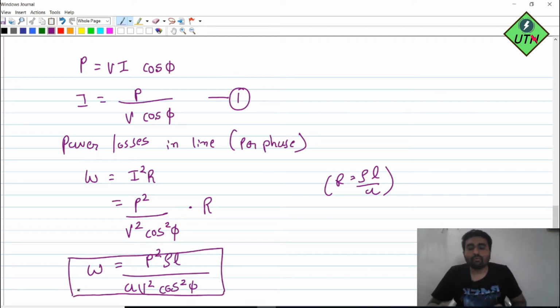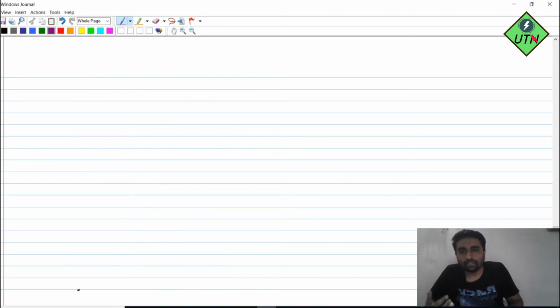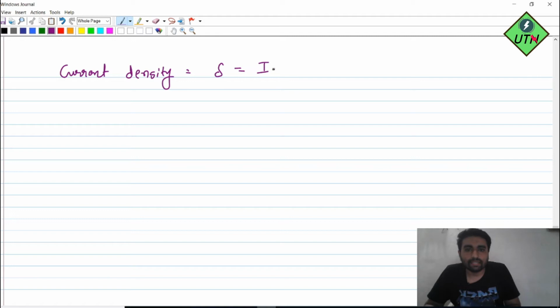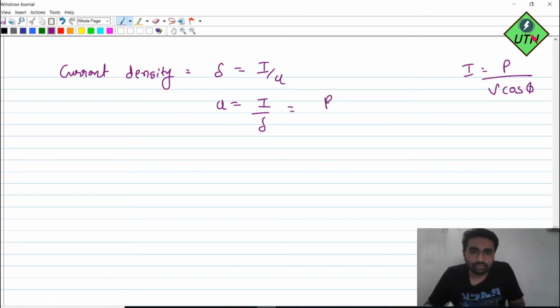Okay. So now what we are going to do? We know that our current density, that is delta, is I divided by A. So from that we can also say that A is equal to I divided by delta, and if you put the value of I, we know that I is equal to P divided by V cos phi, then it is going to be P divided by delta V cos phi. So this is the equation for A.